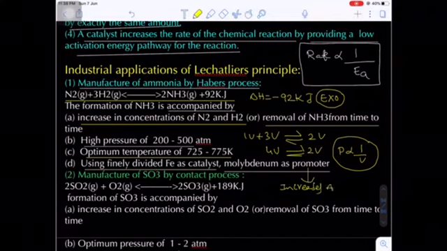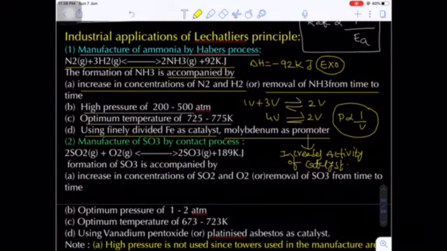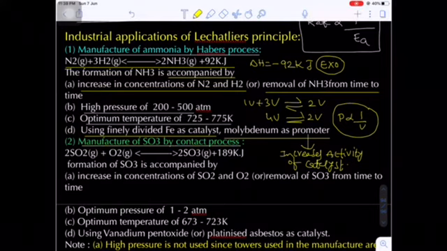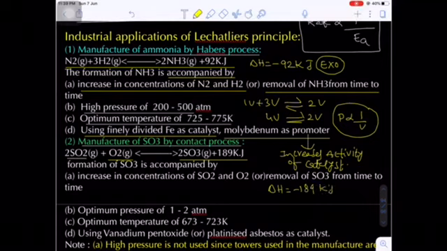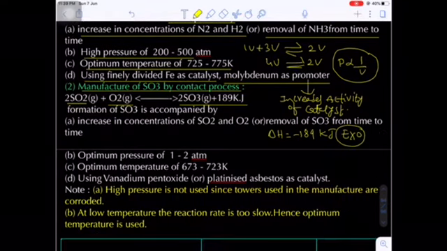Increases activity of catalyst. Okay. Now here one more process is there, the contact process, manufacturing of sulfuric acid. Now 2SO2 plus O2 gives 2SO3. Here also heat energy is released. That means in this process also the delta H value is negative. That means this is also an exothermic process. Both the Haber process and the contact process are exothermic processes.